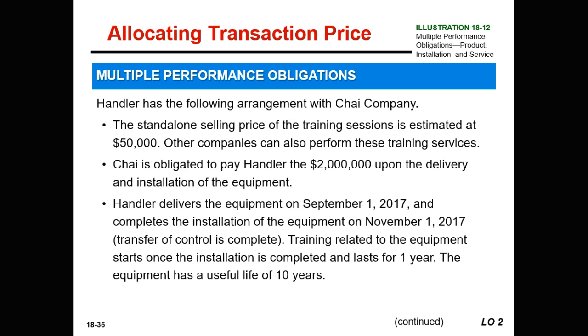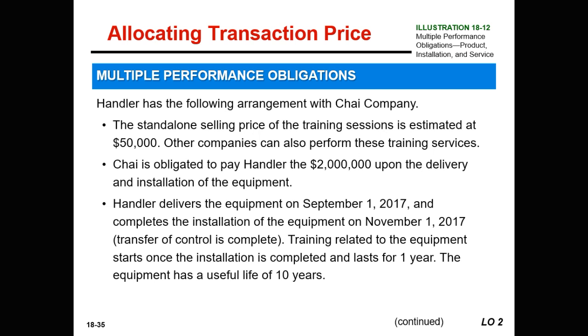Handler has the following arrangements with Chai. The standalone selling price of the training sessions is estimated at $50,000. Other companies can also perform these training services. Chai is obligated to pay Handler the $2 million upon delivery and installation of the equipment. Handler delivers the equipment on September 1st, 2017, and completes the installation of the equipment on November 1st, 2017, where transfer of control is complete. Training related to the equipment starts once the installation is completed and lasts for a year. And the equipment has a useful life of 10 years.